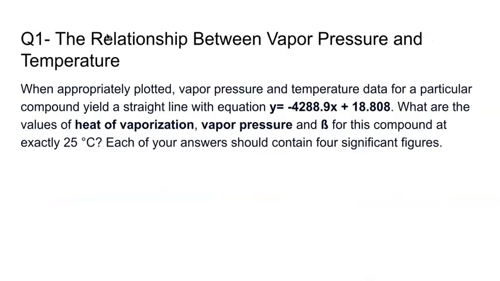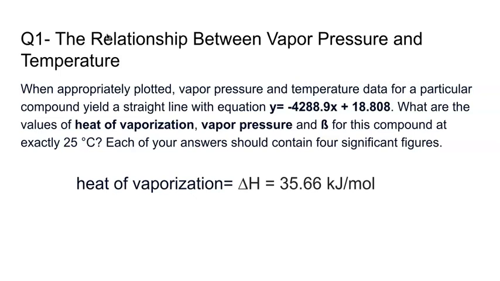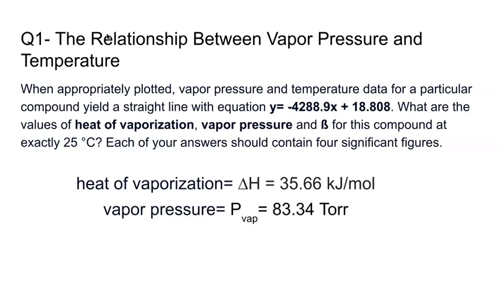All right, so going back to our original equation just to make sure we have everything correct, we calculated the heat of vaporization as 35.66 kilojoules per mole, vapor pressure as 83.34 torr, and beta as 1.473 times 10 to the 8th.